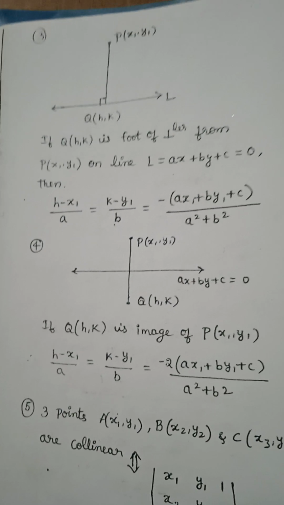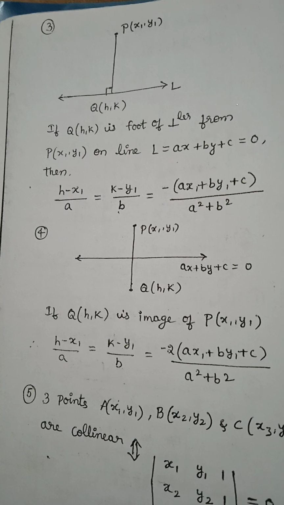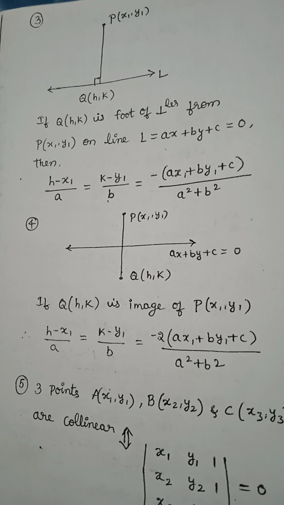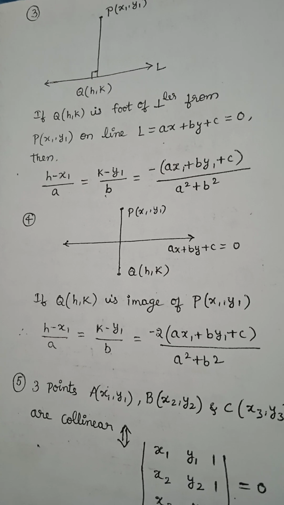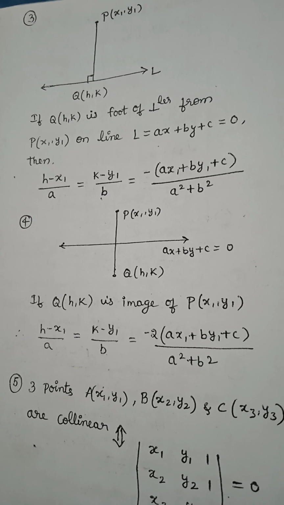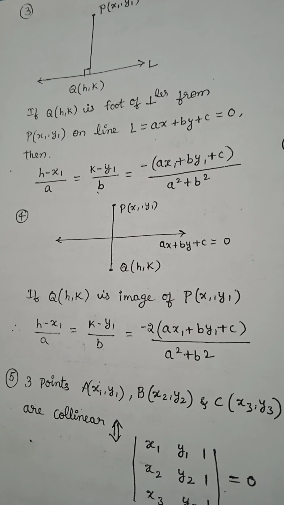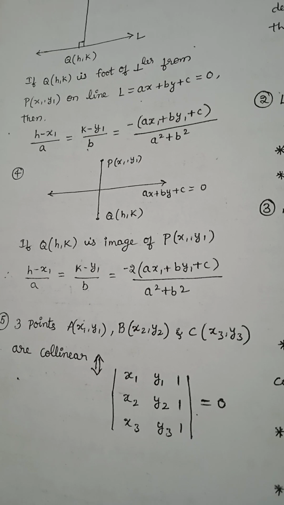If the point Q(h, k) is the foot of the perpendicular from the point P(x1, y1) on the line L equal to ax plus by plus c equal to 0, then we have (h minus x1) by a equal to (k minus y1) by b equal to minus of (ax1 plus by1 plus c) divided by (a square plus b square), which is the foot of the perpendicular.